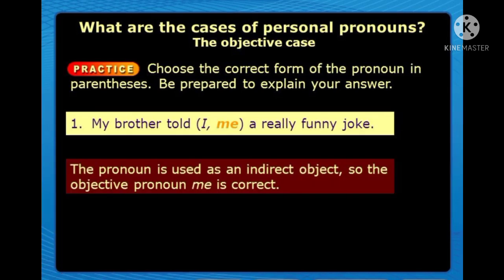Number 1, my brother told (I, me) a really funny joke. So the pronoun is used as an indirect object. So the objective pronoun me is correct.